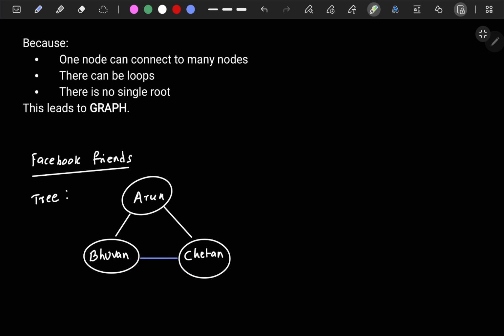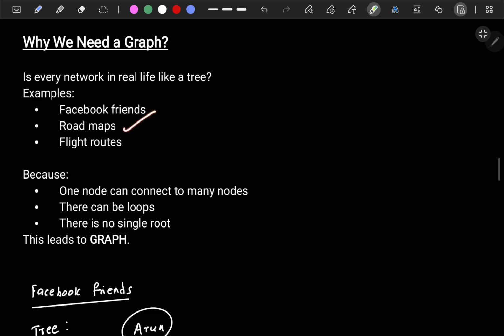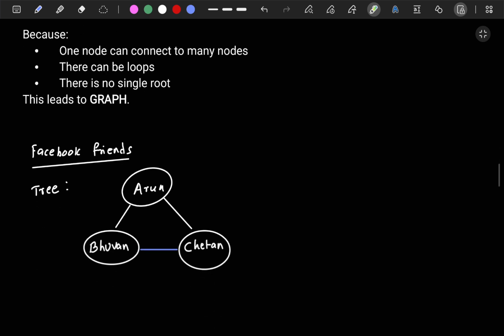I will take one more example of a road map. Okay, you might be using Google Maps, right? So Google Maps uses road maps to reach from source to destination. So let's try to build a road map from one city to another city, and let's observe how the tree data structure fails even to develop a road map. Okay.